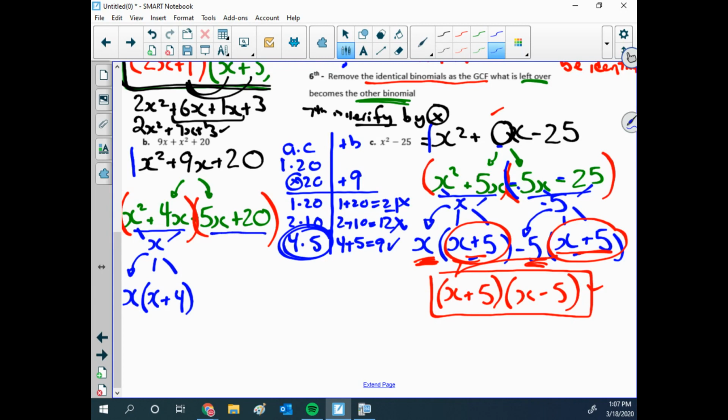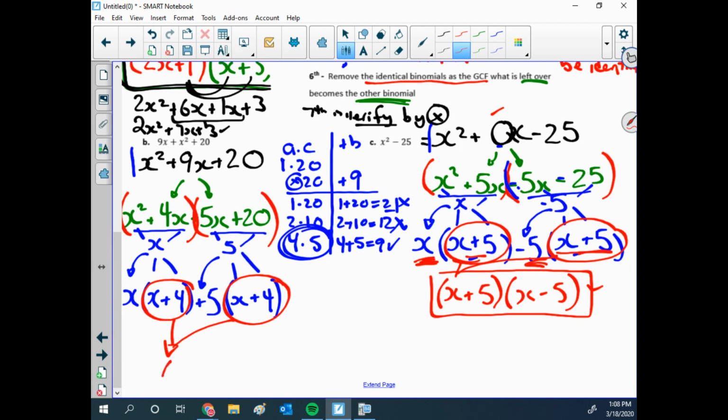From the second set of brackets, I could remove a 5 as the GCF. So that comes to the front, and each term gets divided by the 5. So 5x divided by 5 is x, and 20 divided by 5 is 4. And hopefully if you tried this on your own, you can recognize that you're factoring correctly because these two terms are equivalent. So that becomes x plus 4 as one term.